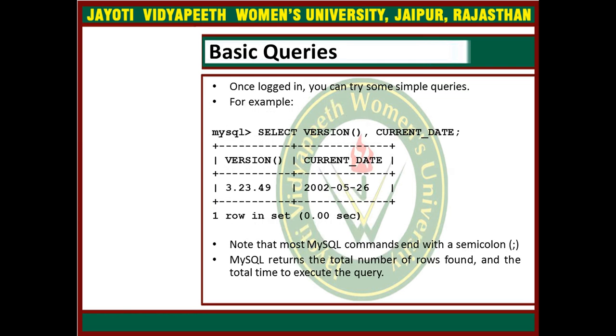These are some basic queries. Once logged in, you can try some simple queries. For example, at the mysql prompt: select version(), current_date. The version and current date are shown, and one row is in the set. Note that most MySQL commands end with a semicolon. MySQL returns the total number of rows found and the total time to execute the query.